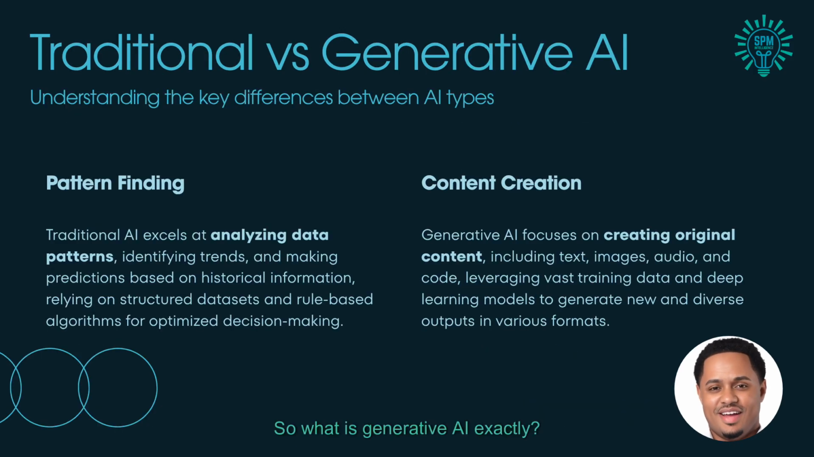So what is generative AI exactly? For a long time, AI has mostly acted like a brilliant analyst. It digs through data, finds patterns, and makes predictions, like forecasting sales or recognizing objects in images. Generative AI is different. It's designed to produce new content, text, images, audio, code, and more, all based on what it has learned from existing data.